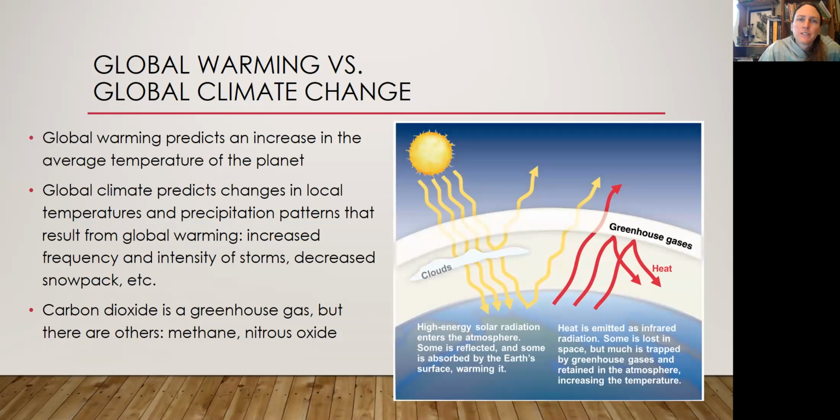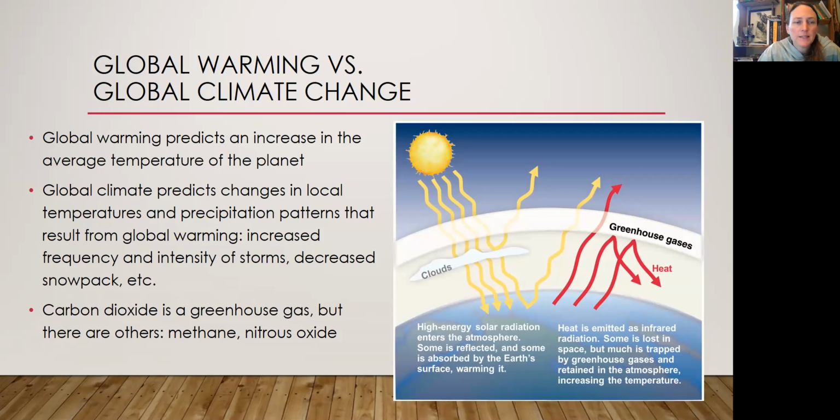And global warming versus global change. So global warming predicts an increase in the average temperature of the planet over time. Global climate change predicts changes in local temperatures and precipitation patterns that result from global warming. So increased frequency and intensity of storms, decreased snowpack.